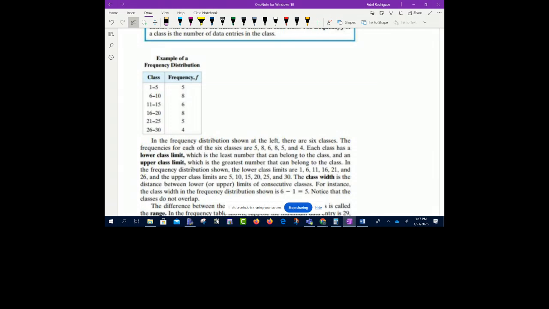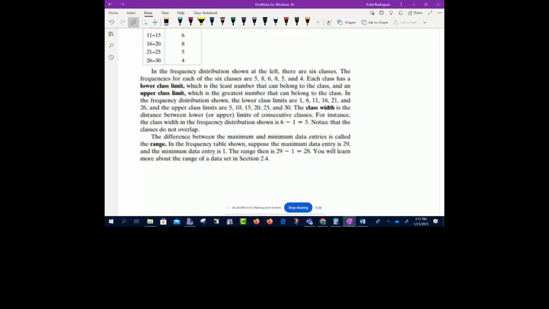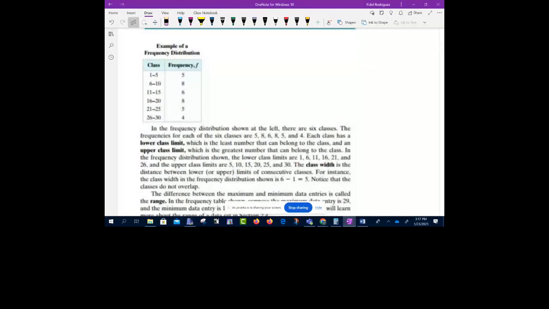So in the frequency distribution shown at the top, there are 6 classes: the 1 to 5, the 6 to 10, the 11 to 15, 16 to 20, 21 to 25, and then 26 to 30. Now we have something we call lower class limits. These numbers right here are the lower class limits, the lower end of that range. And these numbers over here are what we call the upper class limits. In the 1 to 5 range, the lower class limit is 1, I only go out once a month to eat. The 5 is the most that I'm going to go out to eat. That's the upper and lower class limits.